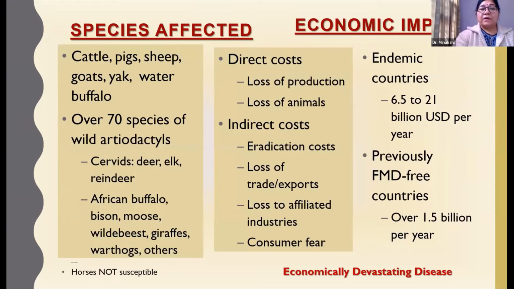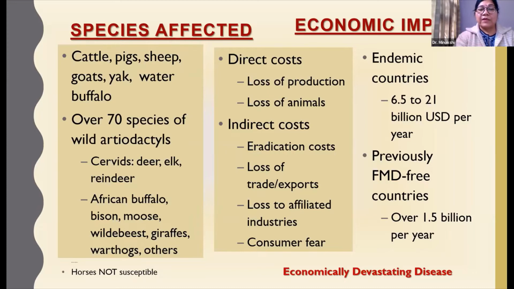If we see the direct cost of loss due to this disease in animals, it is loss of production in case of large animals, milk production in case of sheep and goat, wool production is lost, and loss of animals in case of mortality caused by this disease. Indirect cost occurs due to eradication cost. Once disease comes into the disease-free zone, then lots of restrictions are there on the international trades. Eradication cost is there, loss of trade and exports, lots of affiliated industries, and consumer fear is there.